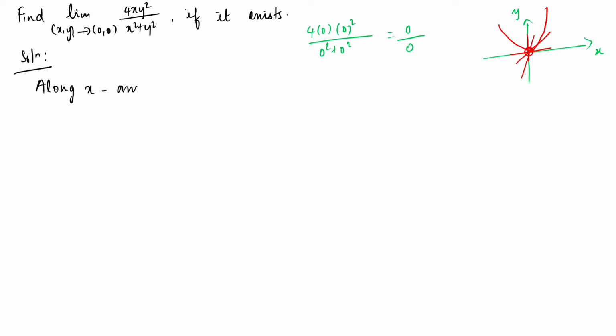the x-axis. What is the equation of the x-axis? Guys, you do answer please. What is the equation of the x-axis? y is equal to 0. Good. So y is equal to 0. If you travel along y equal to 0, what is going to happen in the function? What will be the function value when y is 0? It is 4 times x times 0 squared upon x squared plus 0 squared. In the numerator you will have 0, and in the denominator you have x squared. So whatever may be the value of x, you are going to get 0.